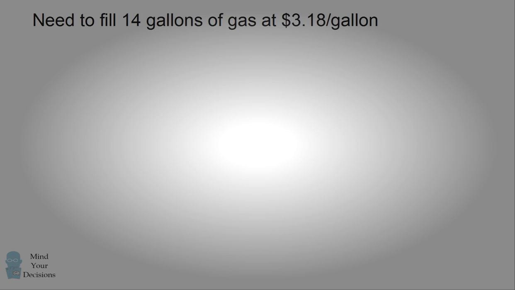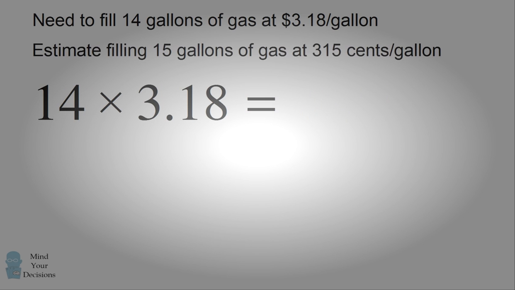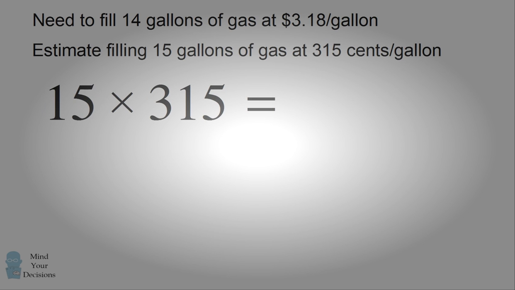So you can actually use this technique to solve other problems. Let's say you wanted to fill 14 gallons of gas at $3.18. That would be the problem 14 times 3.18. Now you can't use the technique because neither of these numbers end in 5. But you can estimate by considering a related problem. What if you wanted to fill 15 gallons at 315 cents per gallon? That would be the problem of 15 times 315.